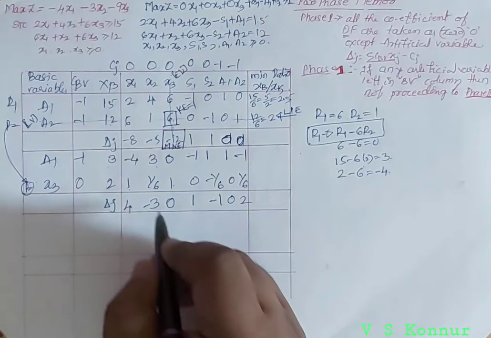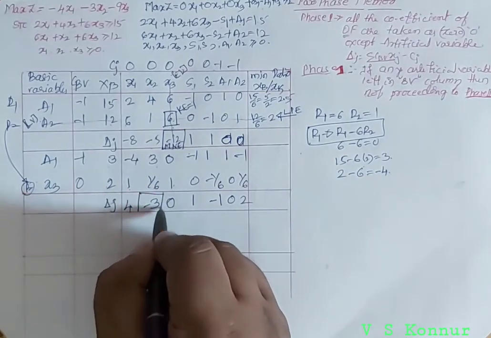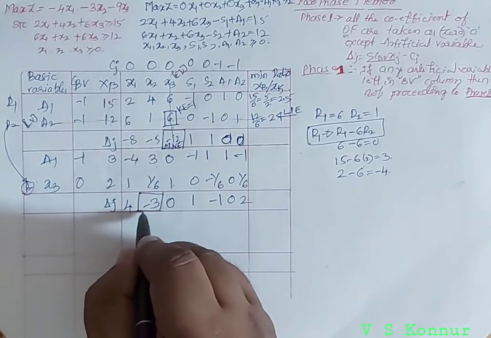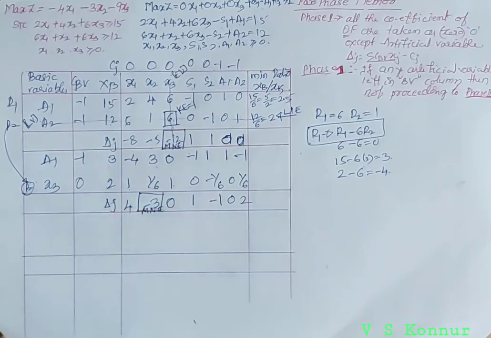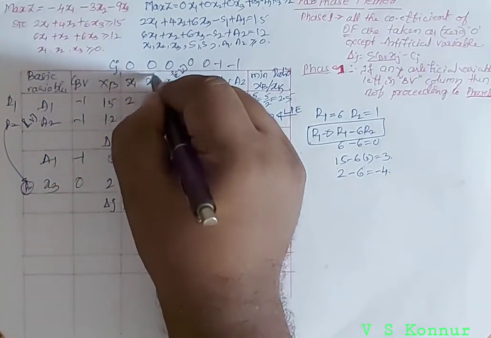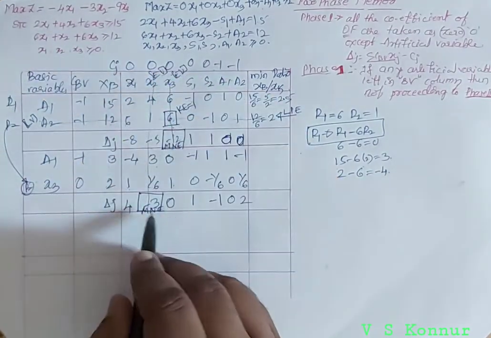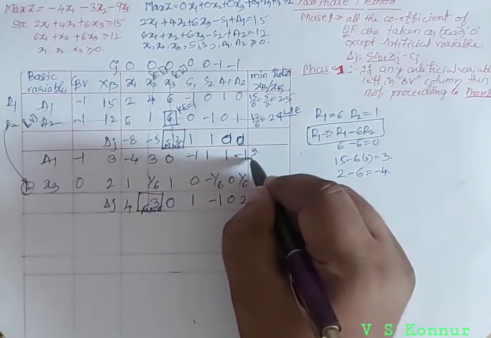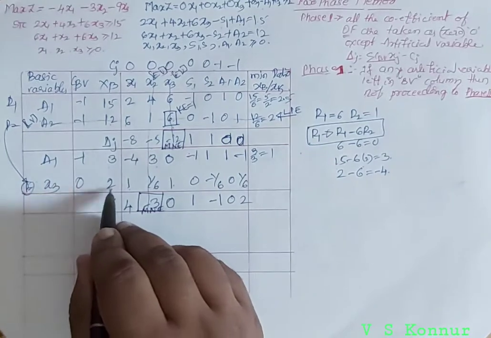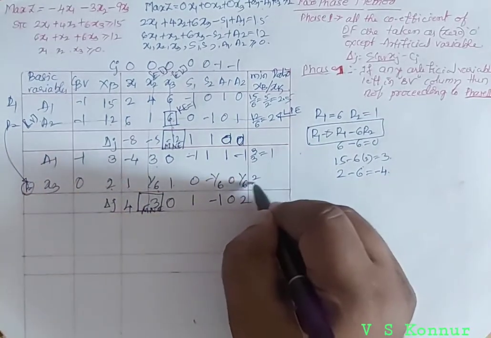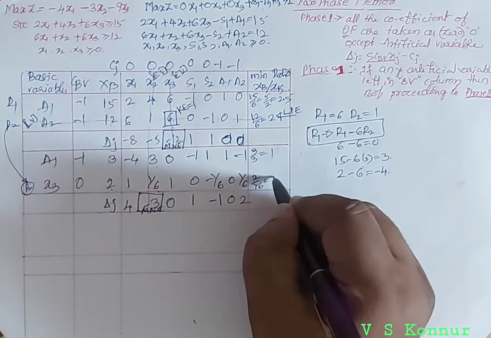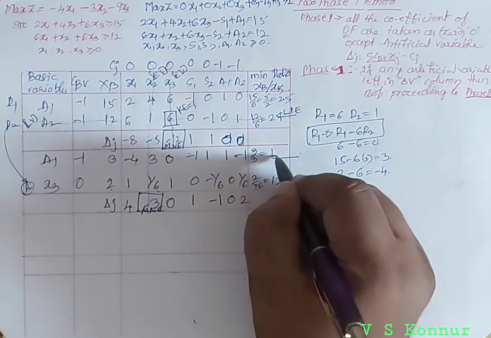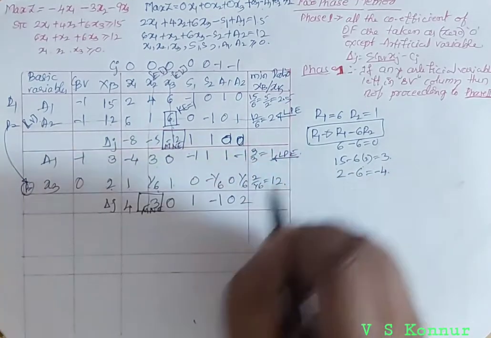Now the same procedure we have to follow once again till the delta Z's are positive. The most negative element we consider gives the entering vector for the next iteration. From that we should calculate the minimum ratio. 3 by 3 equal to 1, and 2 by 1 by 6, that is equal to 12. The least positive ratio we have to consider, that is equal to 1.